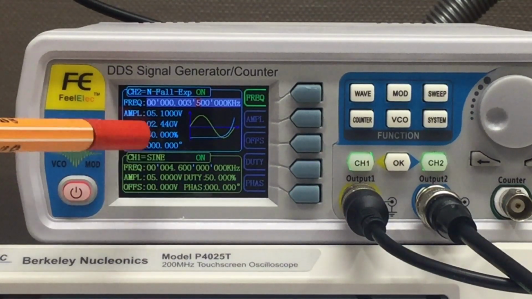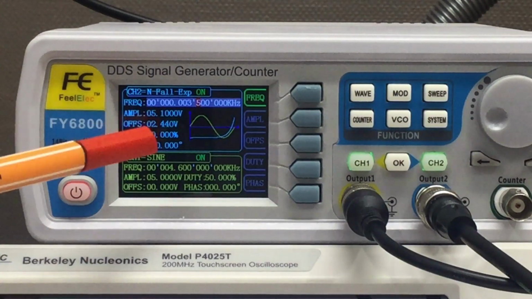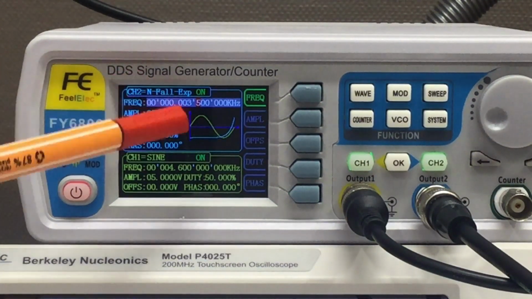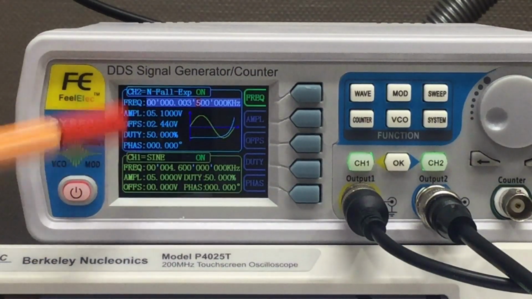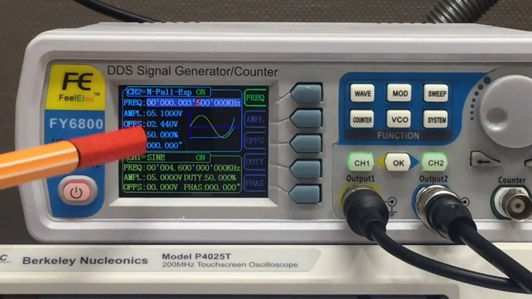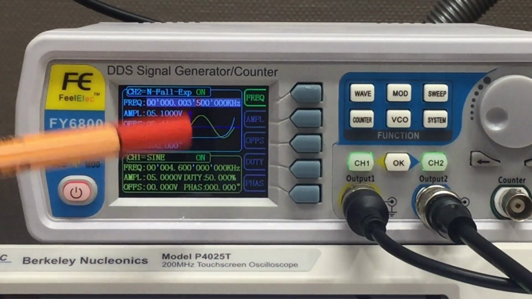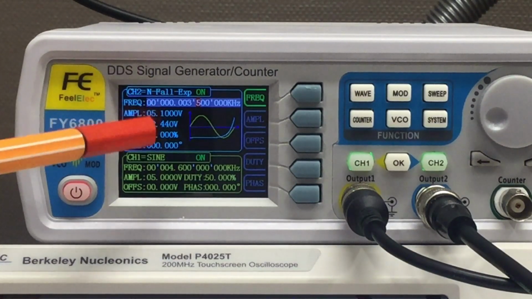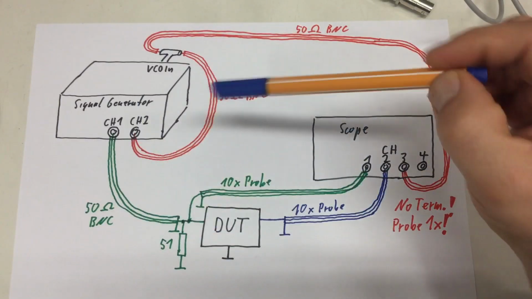I didn't rely on what was displayed here. And remember, I wasn't able to get a nice linear curve out of that thing when I actually terminated the output of the VCO, the output of channel 2, with a 50 ohm resistor. And that's the whole setup.